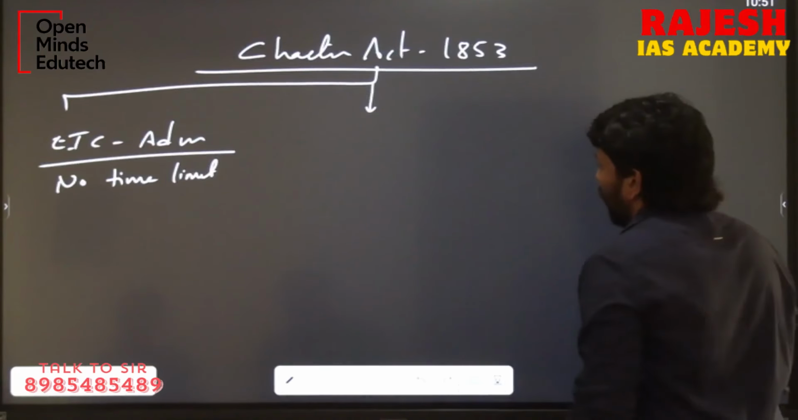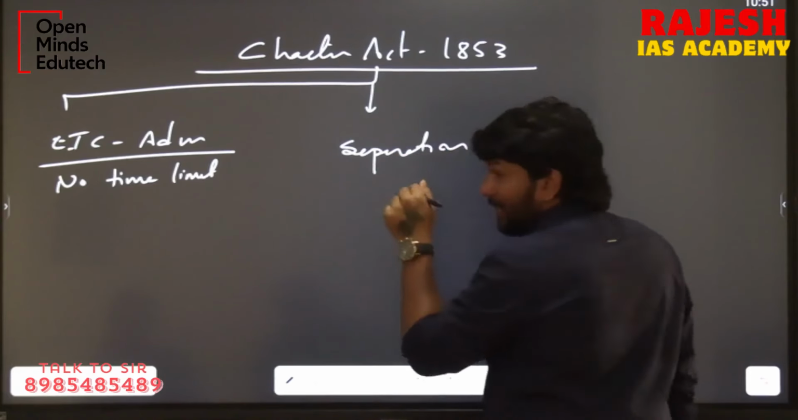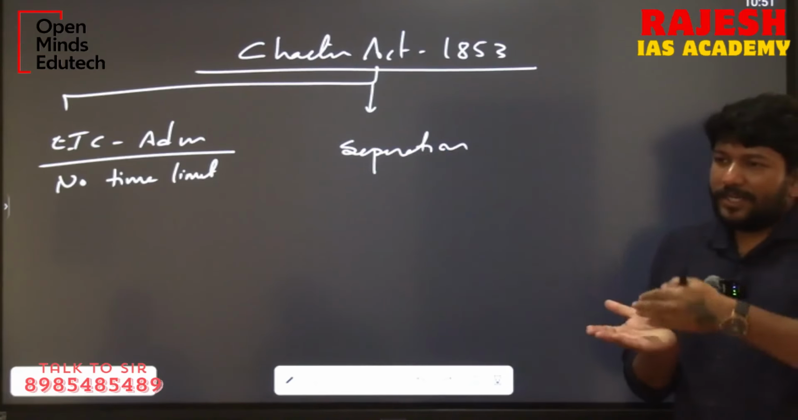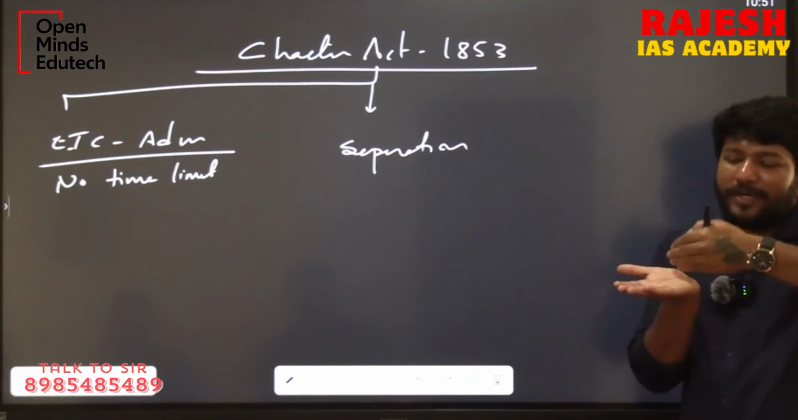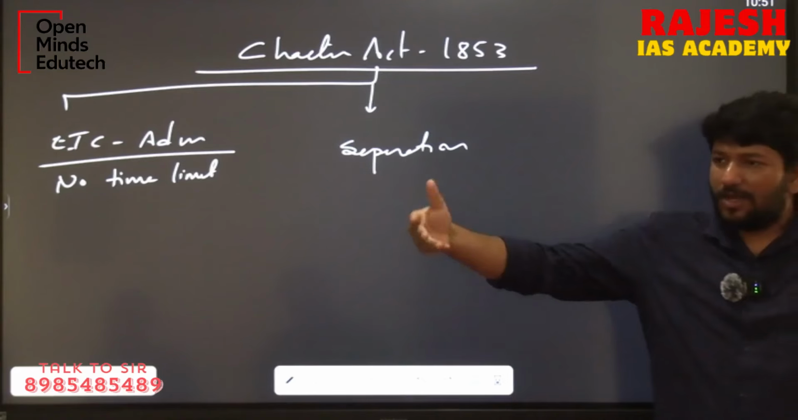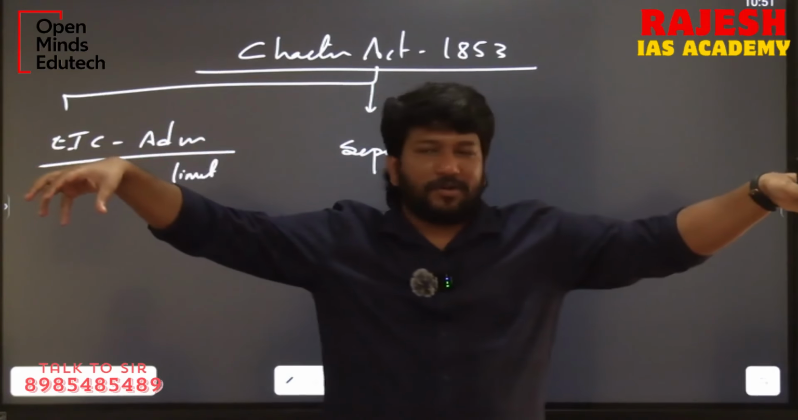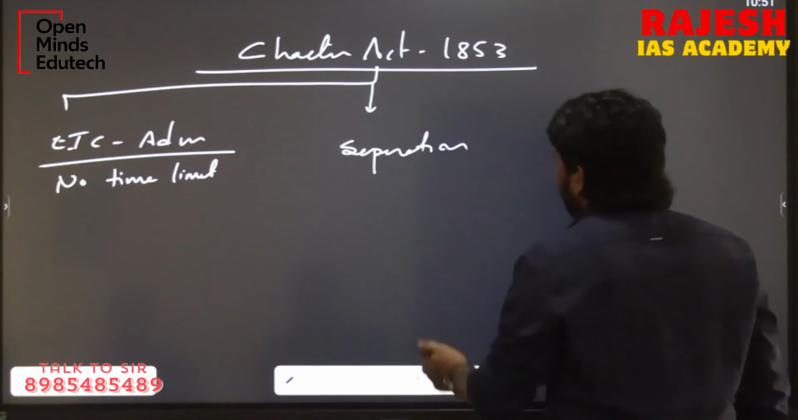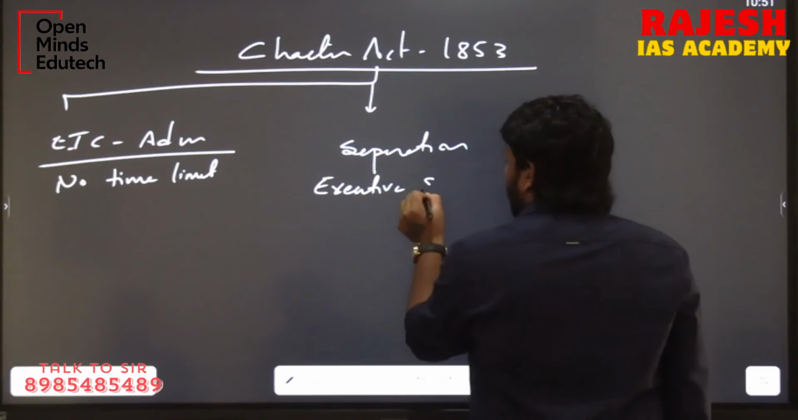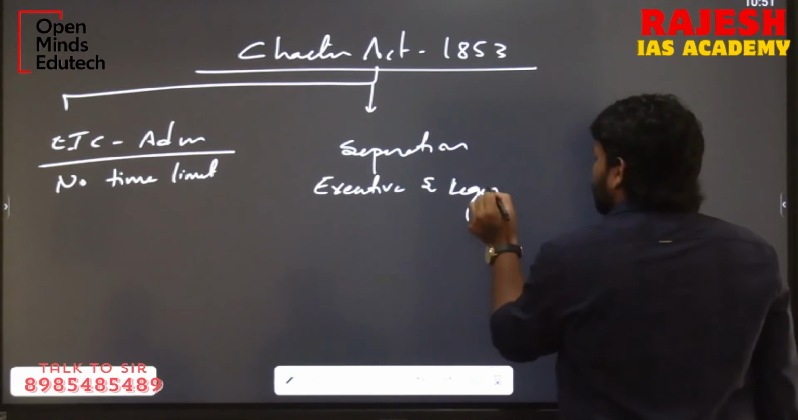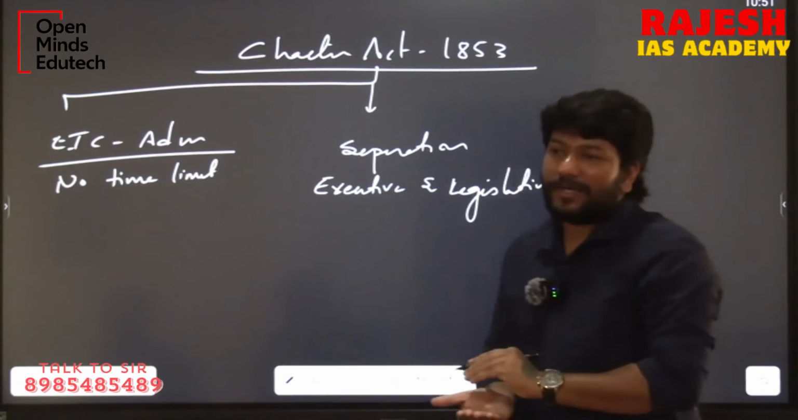Now see, initially it was a company, now it became like a government. So it has to separate the executive powers from the legislative powers. Someone has to make the law, another will take the actions. So they are establishing a mini parliament in India.